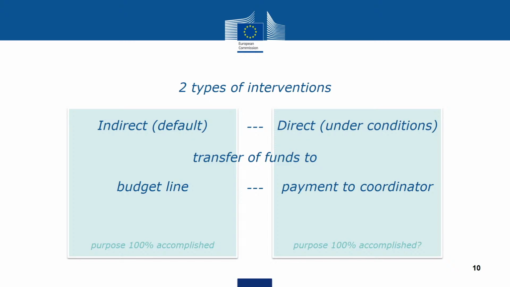bank account of the coordinator. But because it is less secure, because we only know towards the end of the project, when the final payment has actually been made, that the consortium was actually entitled to receive this intervention, it is the less preferred type of intervention, and that's also why there are certain conditions. Now, what are the conditions?